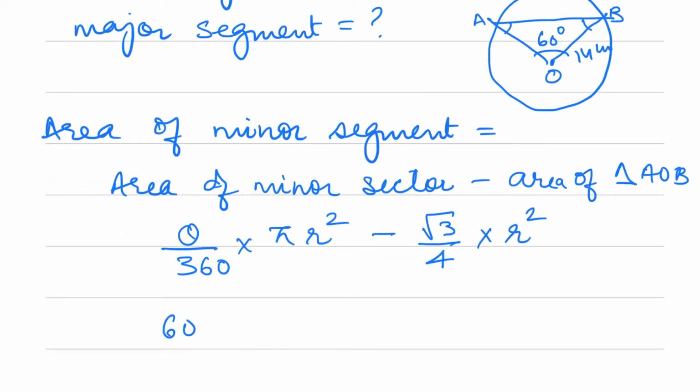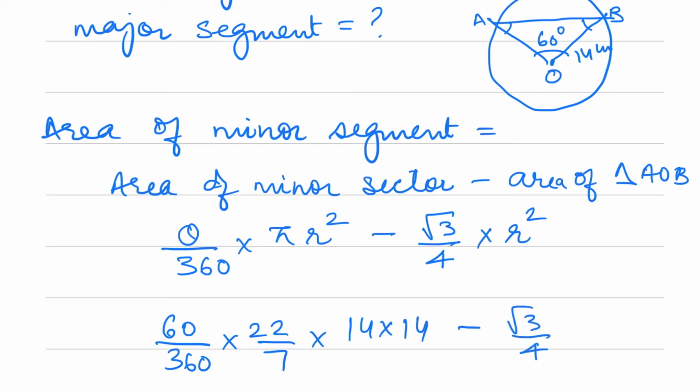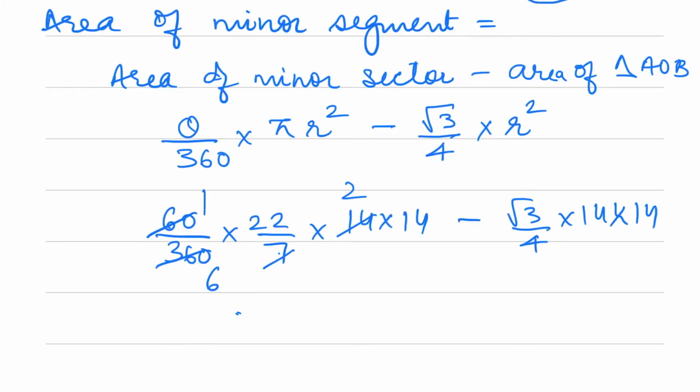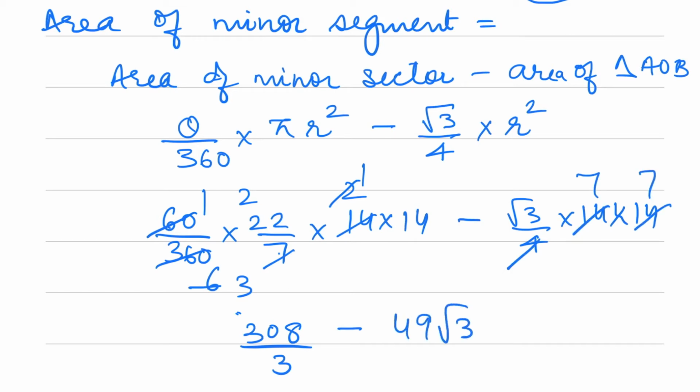So we have 60 by 360 into 22 by 7 into 14 into 14 minus root 3 by 4 into 14 into 14. Now we have this as 1 by 6, and this is 2 here, 2, 3, 14 twos are 28, 28 and 30. 308 by 3 minus 7 and 7. 49 root 3.